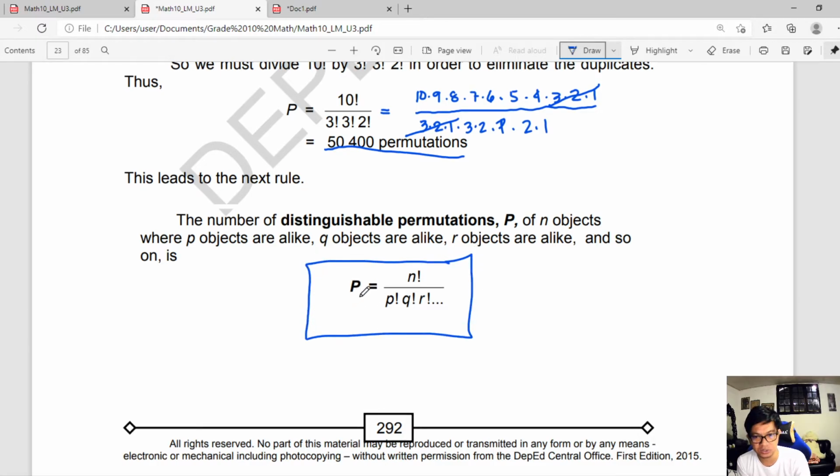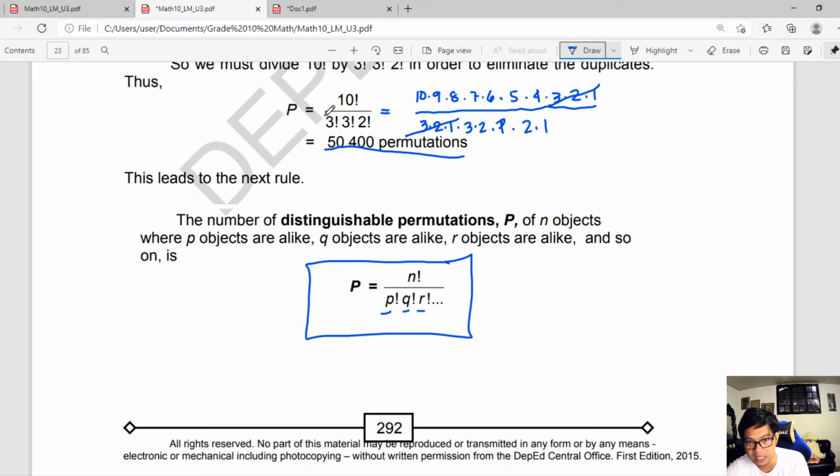Distinguishable permutation is equal to n factorial over p factorial, q factorial, r factorial. Ito yung mga duplicates. Ito yung may mga pareho na objects sa ating given. So, kunin muna ninyo yung permutation ng lahat ng objects. Tapos, kunin nyo yung permutation ng each identical sa ating objects.